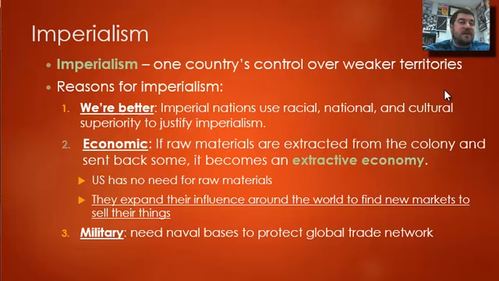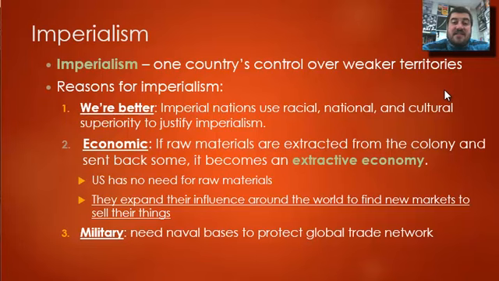So imperialism, if we had to define it, is one country's control over another country, usually a weaker territory. And there are three major reasons for imperialism. Number one is national superiority. We're just better. Imperial nations use racial superiority, national superiority, cultural superiority, and religious superiority to justify imperialism.